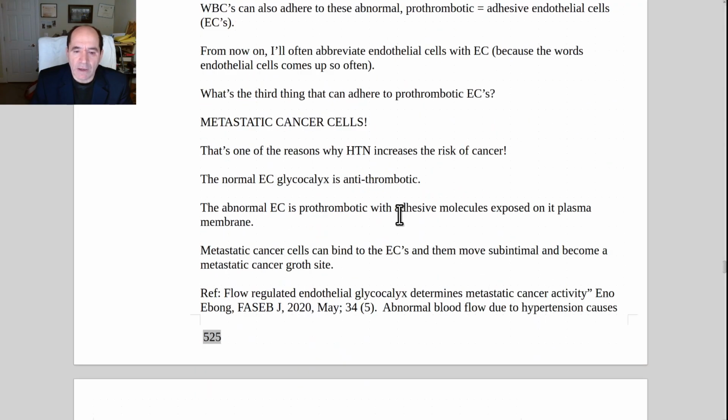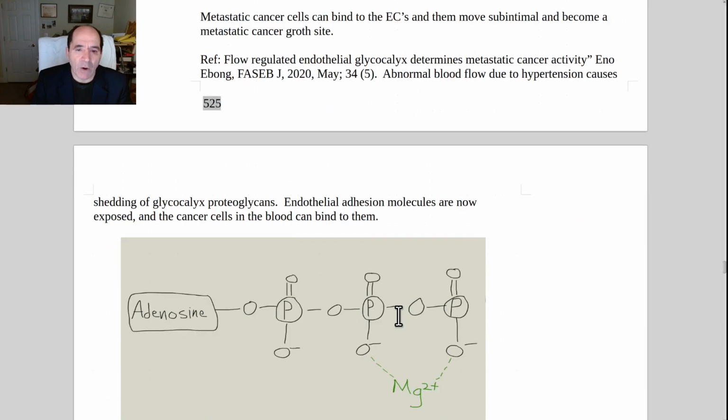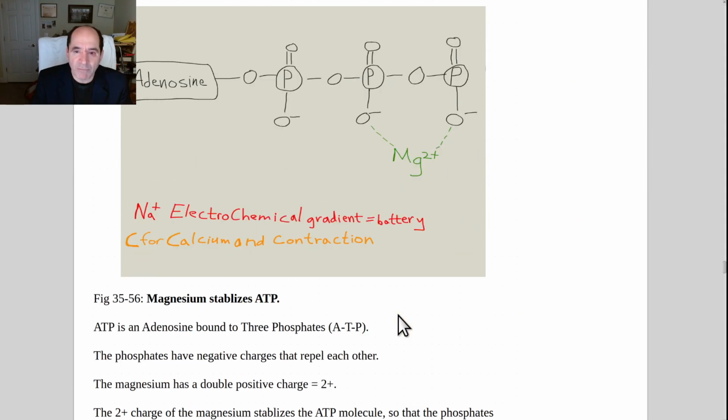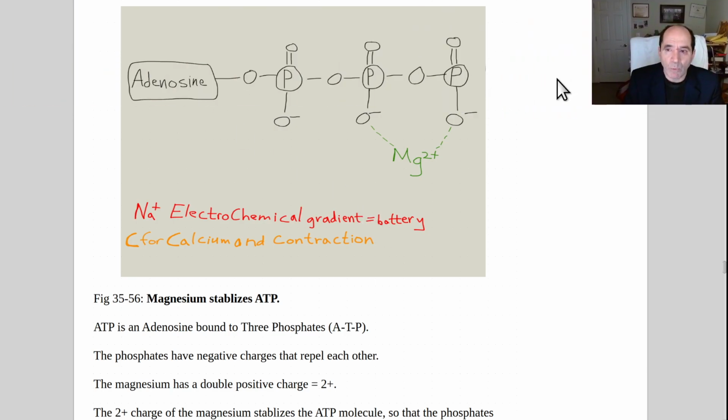And here's one of the papers if you want it: Flow-related endothelial glycocalyx determines metastatic cancer activity. Okay, there's the paper if you want it. And so I'm really happy to learn these things now. But on the other hand, I'm a little pissed off because I always wanted to be a great doctor. I might have been able to save my mother's life if I had known this. So I wish I had known this.